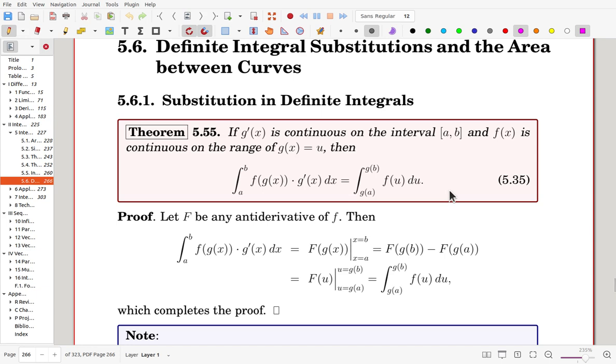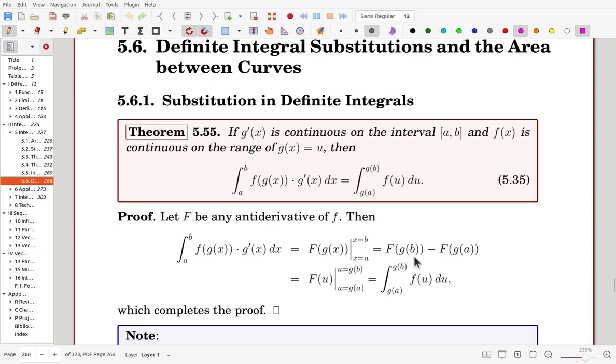We know that. Now with lower and upper bounds a and b, we have to get lower and upper bounds here, but these are the values of g at a and b. Let's see how we can get it. Here in the proof, capital F is any antiderivative of f. Then from the chain rule, we can get that capital F of g is an antiderivative of that, and we evaluate from a to b. From the second part of the fundamental theorem of calculus, we can get it.